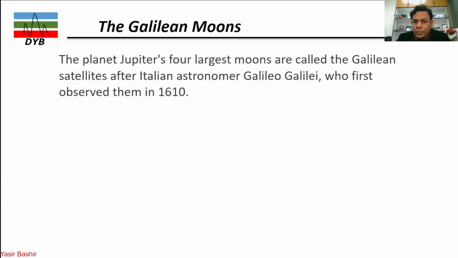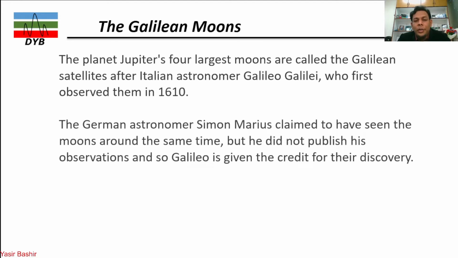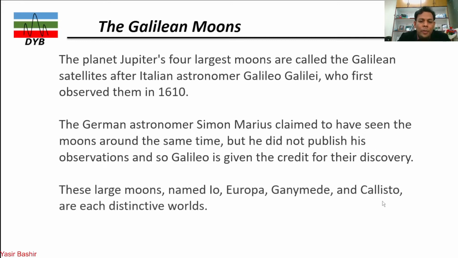Jupiter's four largest moons are called the Galilean satellites, after the Italian astronomer Galileo Galilei, who first observed these moons in 1610. The German astronomer Simon Marius claimed to have seen the moons around the same time, but he did not publish his observation. So Galileo is given the credit for the discovery of these four moons. The large moons are Io, Europa, Ganymede, and Callisto. These are the distinct worlds of the Galilean moons.